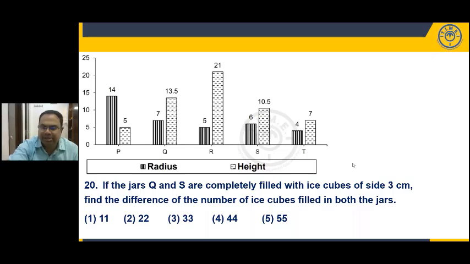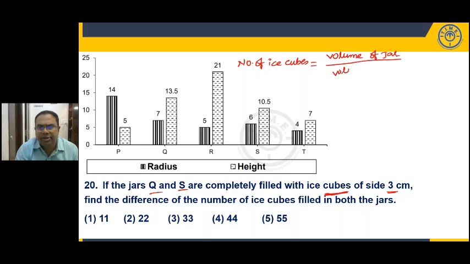Okay, let us discuss this one. Nobody seems to have tried it. Jars Q and S are completely filled with ice cubes of side 3 cm. It is a cube, an ice cube of side 3 centimeters. Find the difference in the number of ice cubes filled in both the jars. How will you get the number of ice cubes? The number of ice cubes will be the volume of the jar divided by the volume of the ice cube.